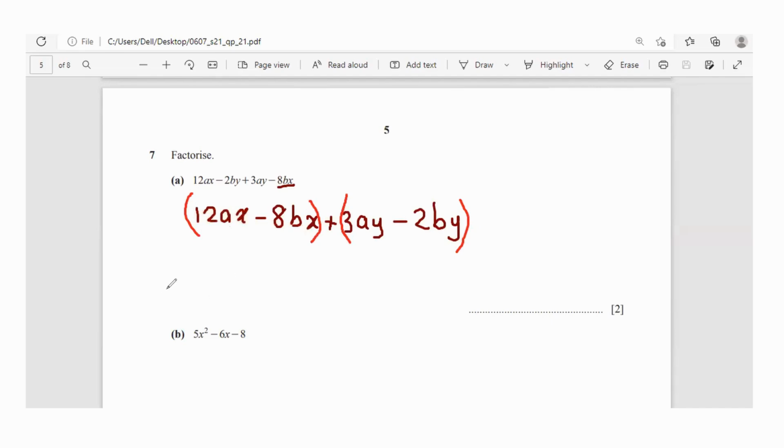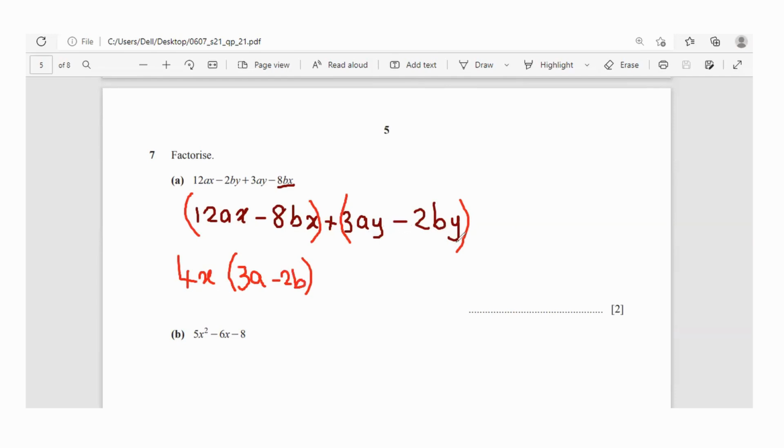Yes, we do have. So we have 4x. Excellent. Yes, we have 4x common. And what comes inside the bracket? 12ax divided by 4x is 3a minus 2b. Very good. And we have here 3ay minus 2by.